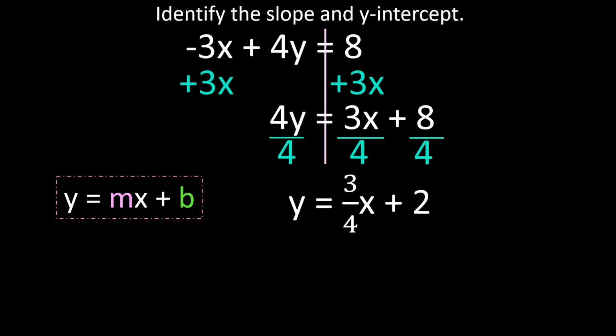Now, I do have an equation in the format of y equals mx plus b, so I can identify my slope. My slope is the 3/4. 3/4 is where m would be. So m, or the slope, is 3/4. And b, or my y-intercept, is 2.